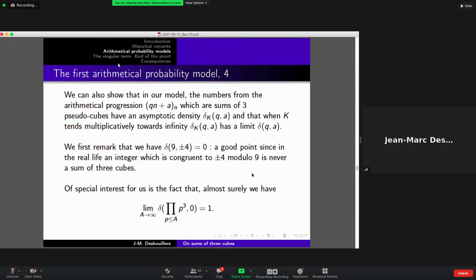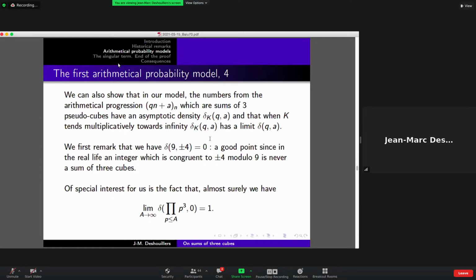Now, what happens with our first arithmetic probability model? So now we can also show that in our model, the numbers from the arithmetic progression which are sums of 3 pseudocubes have an asymptotic density. Let us call it delta_k of Q A, and when k tends multiplicatively towards infinity, then delta_k of Q A has a limit delta of Q A. So first, of course, if you look at the numbers which are congruent to plus or minus 4 mod 9, then the density is 0.